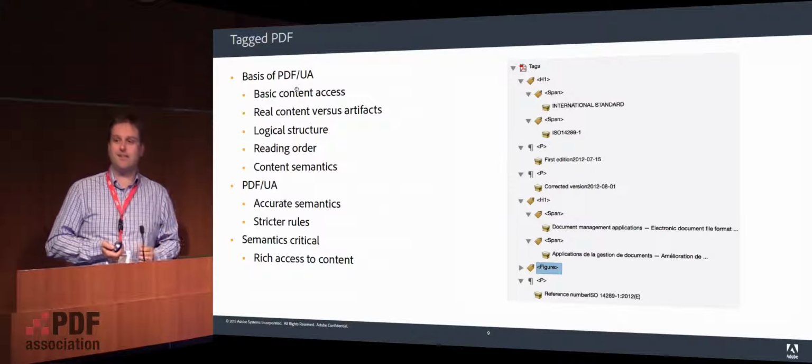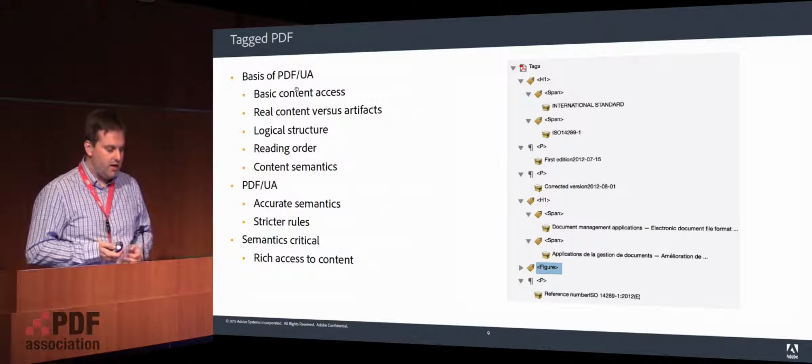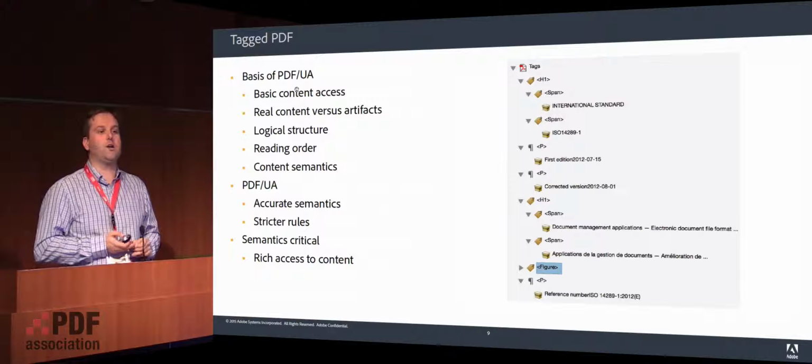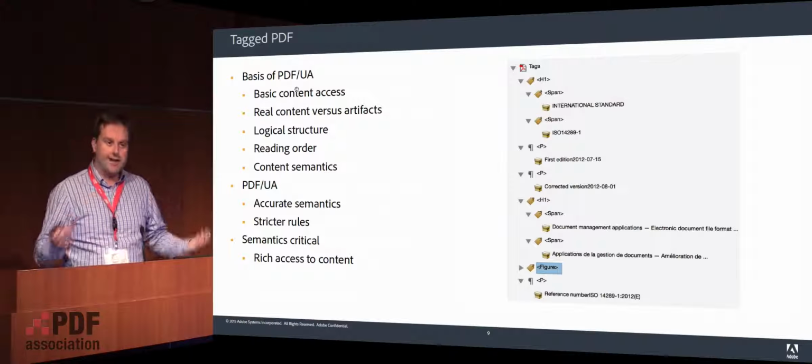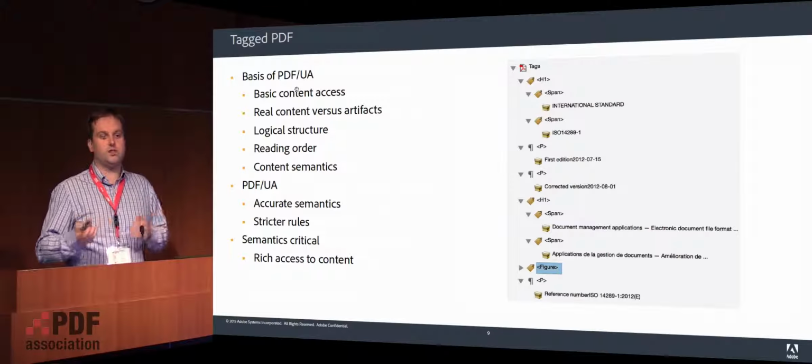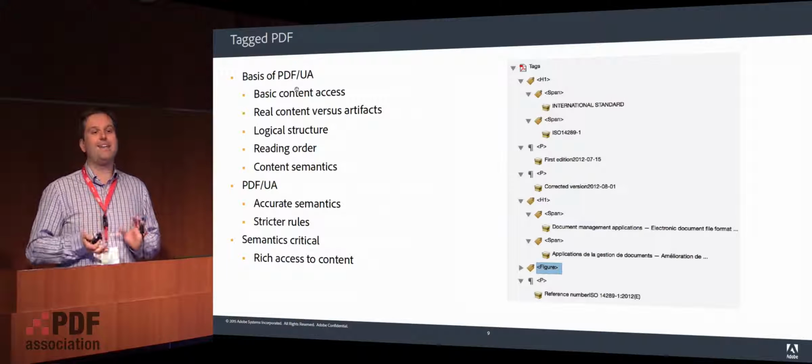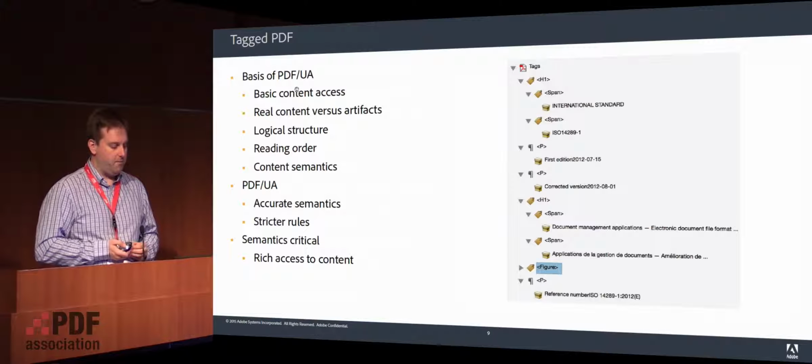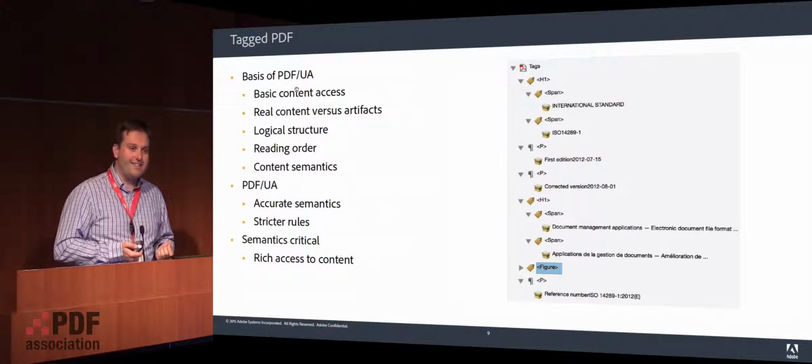PDF/UA requires that the semantics in a document are accurate and has stricter rules about the requirements. So tagged PDF is a general mechanism. You can use it as much or as little as you want. PDF/UA mandates its use. And thus semantics become critical to rich access and navigation of a document.